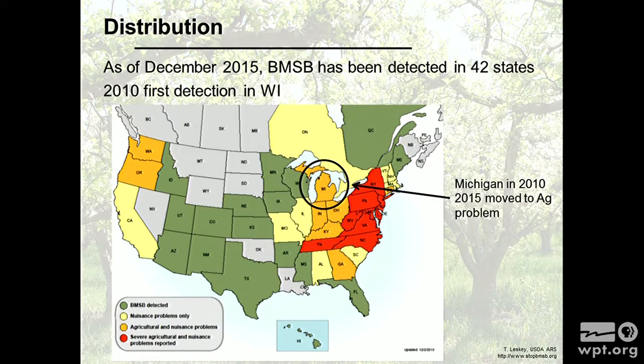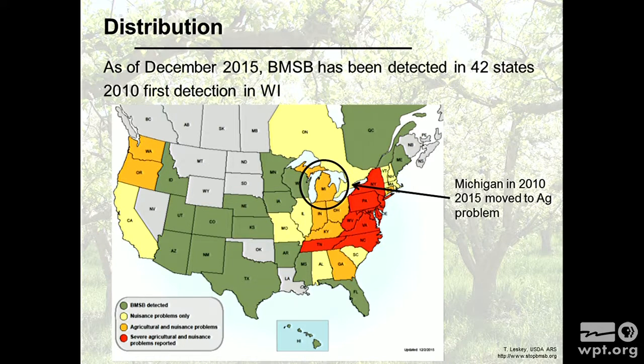So this is the map that they put together. And interestingly enough, that's done by Tracy Lesky, the same person that has a lot of work on brown marmorated stink bug. And this is on a website called stopbmsb.org. So you can go there and check it out. And they update the map regularly.